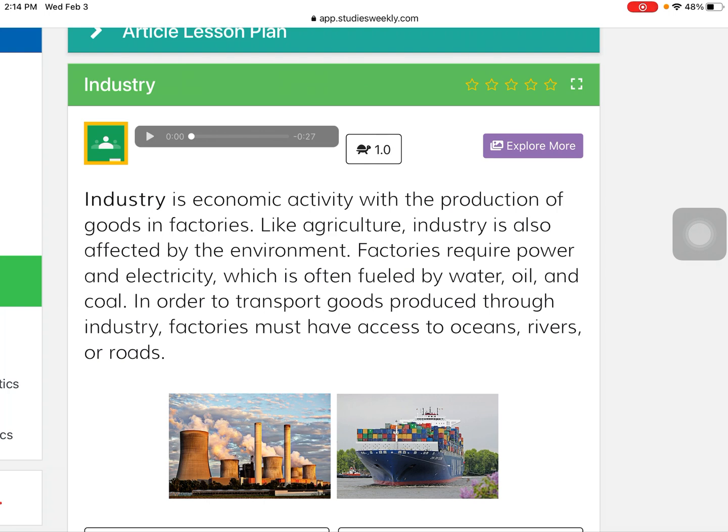It would be very difficult to produce any items to then sell if you don't have a way to power your industry. And then the flip side of that, we see a picture down here of a boat, which is helping transport some of those goods that are being produced in the factories. And if we have all of these items being made in factories, we need a way to get those to consumers, people who will buy those products. So you need to either have oceans, rivers, or roads where you can transport those goods.